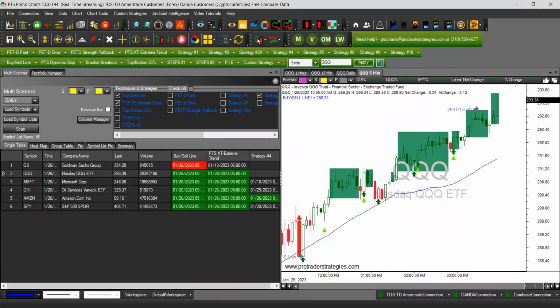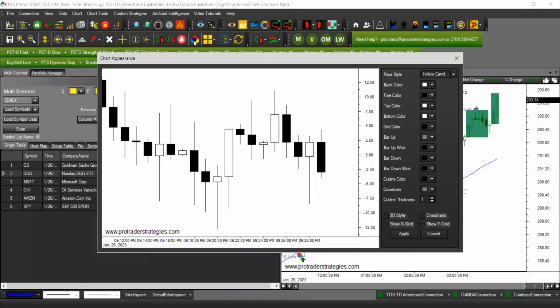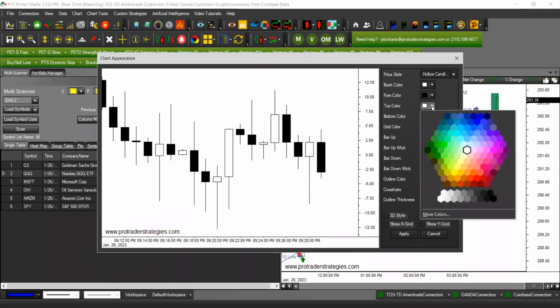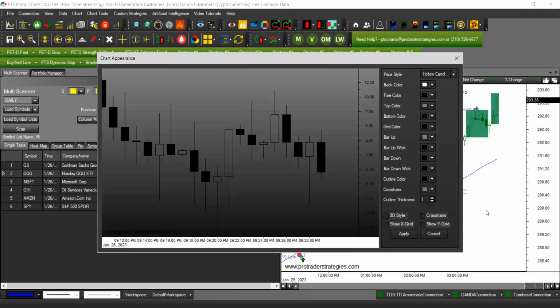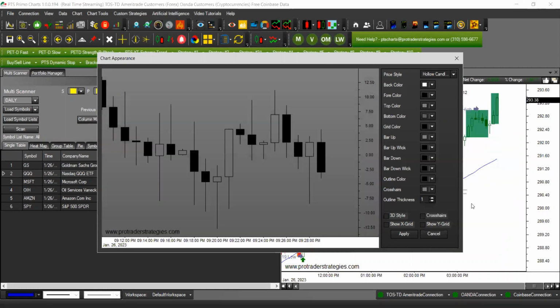On our second topic, I'm going to talk about this icon, which is the chart appearance. With this one, when you click on it, you can change a lot of things, like, for example, the fore color and the top color. So if we play around with this, the top color and the bottom color. Let's say that you want to have something like this. If you keep playing with this, you're going to get more colors to play around with. Okay, so that's one.